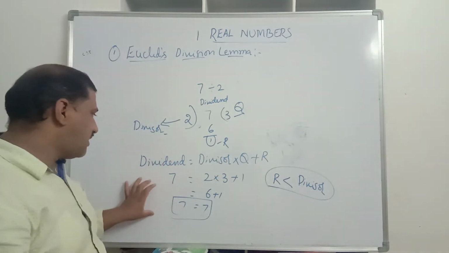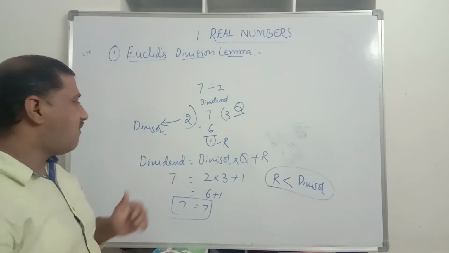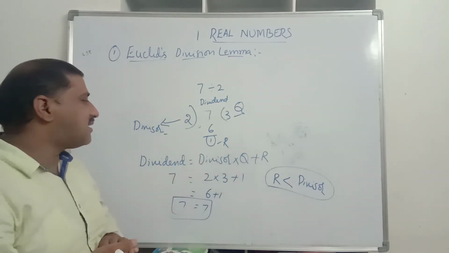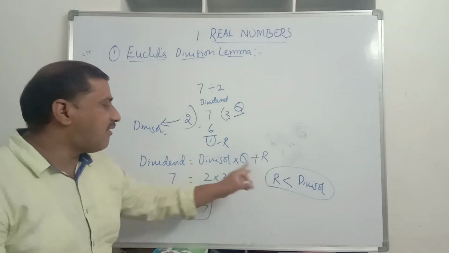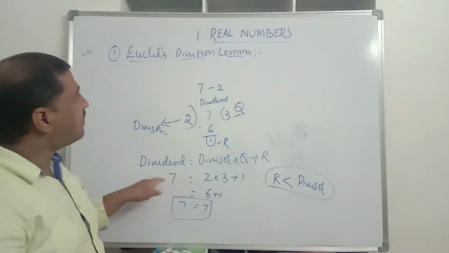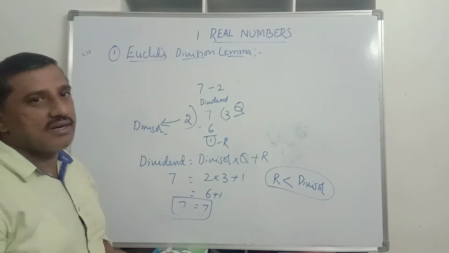So did you understand this? Dividend is equal to divisor into quotient plus remainder, where the remainder will always be less than the divisor. This concept we will study under the name of Euclid's division lemma. Is it clear?